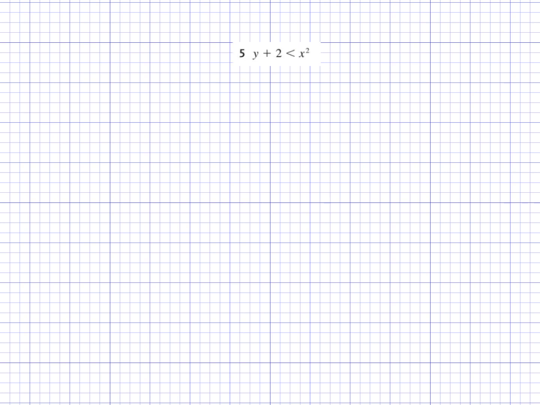And now we get into the other types of graphs. So we have y plus 2 is less than x squared. So again, getting y by itself, we get x squared minus 2. First of all, y equals x squared, the parent function, looks like this, a parabola. So the minus 2 drops it down 2. So let's graph. We go down 2, so the vertex is there.